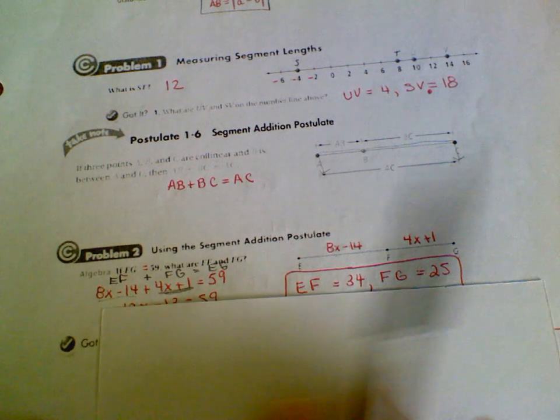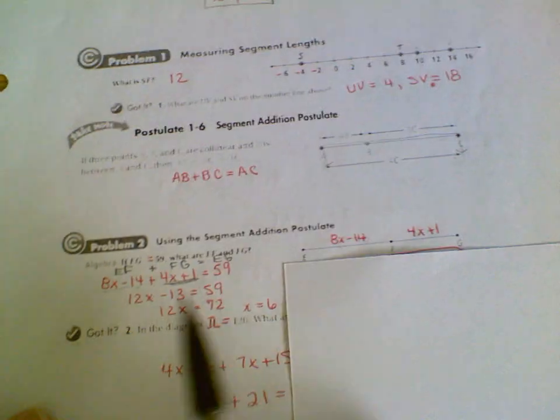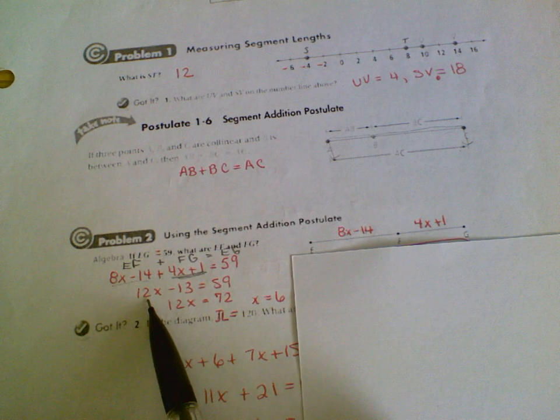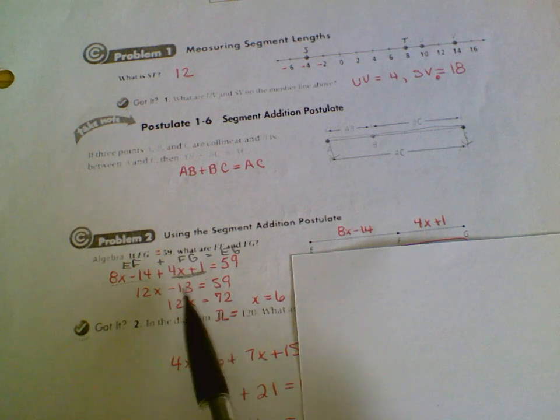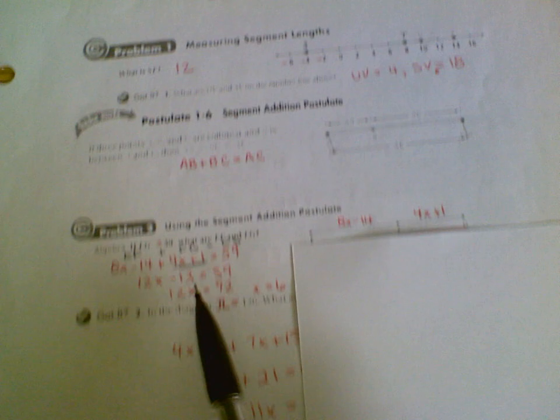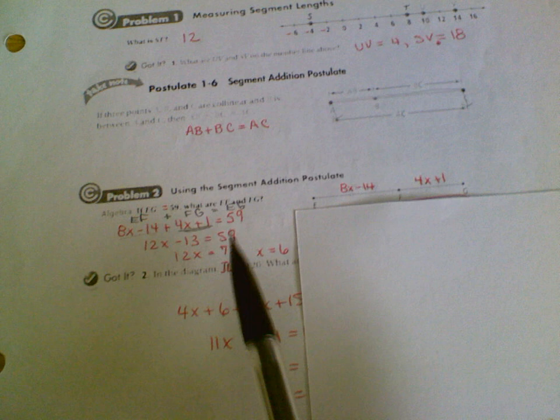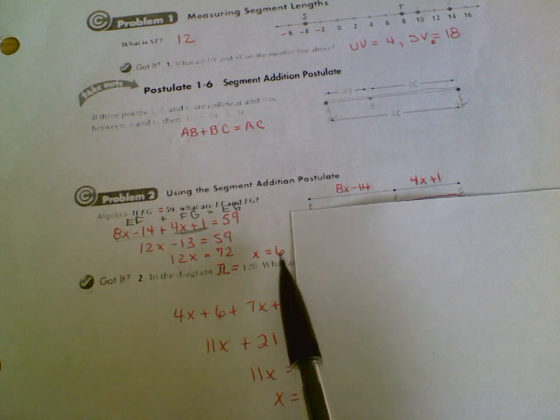Now is where we're going to solve our equations. So I'm going to combine my like terms and get 12x, combine negative 14 and 1 and get negative 13. I'm going to add 13 to 59 and get 72, and then I'm going to divide so I get 6.